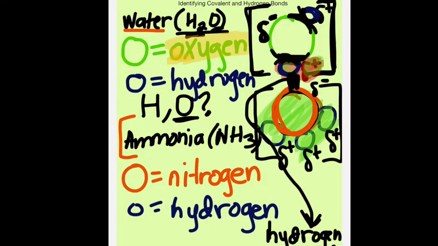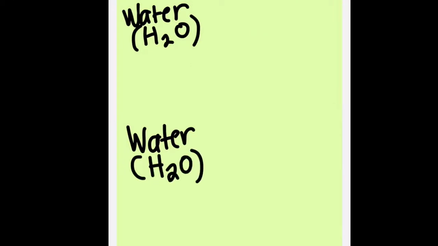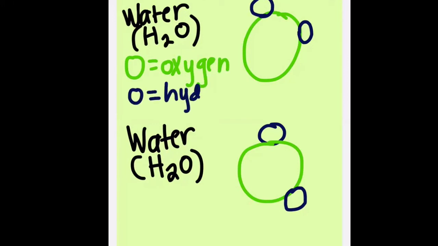Now, let's see another example. Let's say we have two water molecules. So water is H2O, and we have two of them, so I'm going to draw a second one. And we'll use the same color scheme as last time. Okay, so we have the two water molecules drawn.